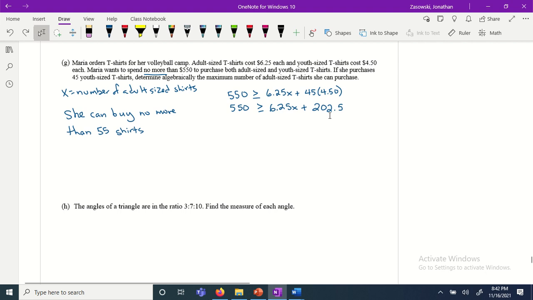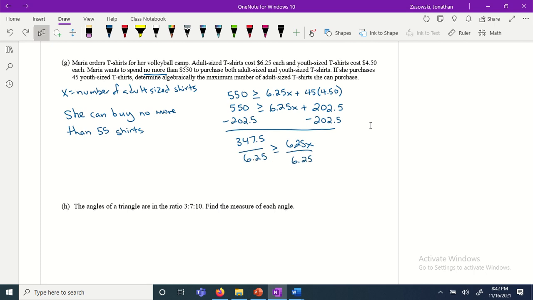So 550 is going to be greater than or equal to 6.25x plus $202.50. Subtract the 202.50 from both sides. Okay, it's 47.5 is greater than or equal to 6.25. Divide both sides by 6.25, and we're going to end up with an answer of 55.6 is greater than or equal to x. We can flip that around and read it as x is less than or equal to 55.6.